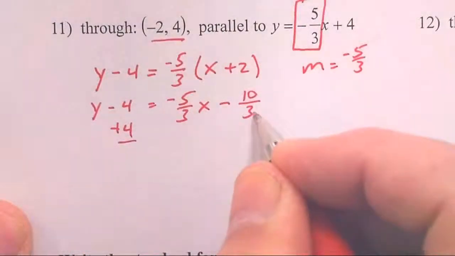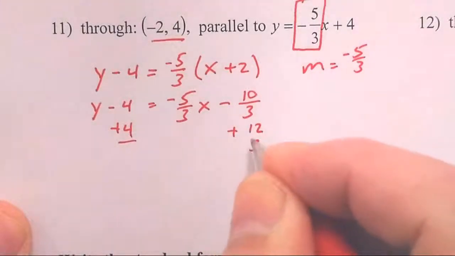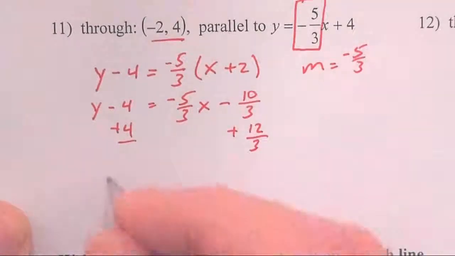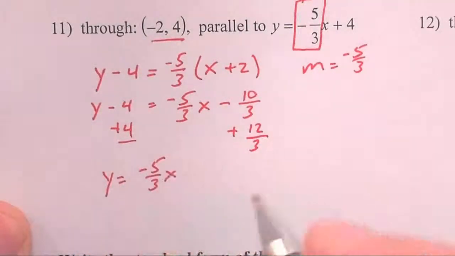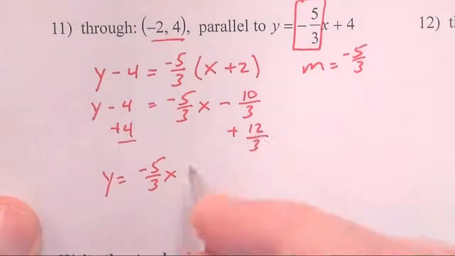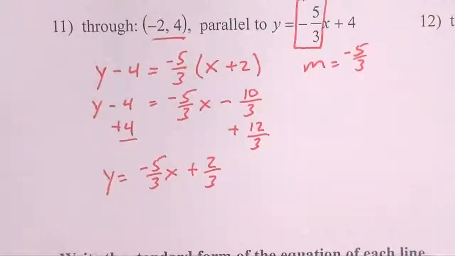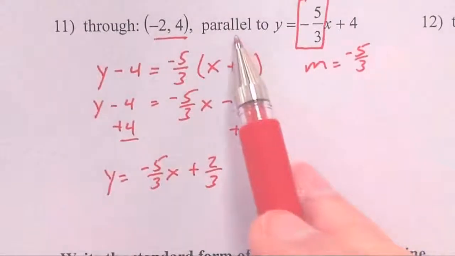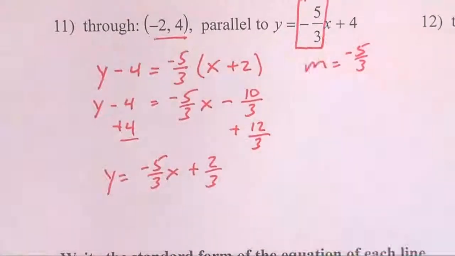But in thirds land, 4 is equal to 12/3. And I get y equals -5/3 x. Negatives versus positives fight. We subtract. The positives win by 2/3. So that's how we handle when we have a parallel line. Very simple. They're trying to disguise it and be tricky, but problem number 11 is really a lot like problem number 7. They've given us the point. They've really given us the slope.